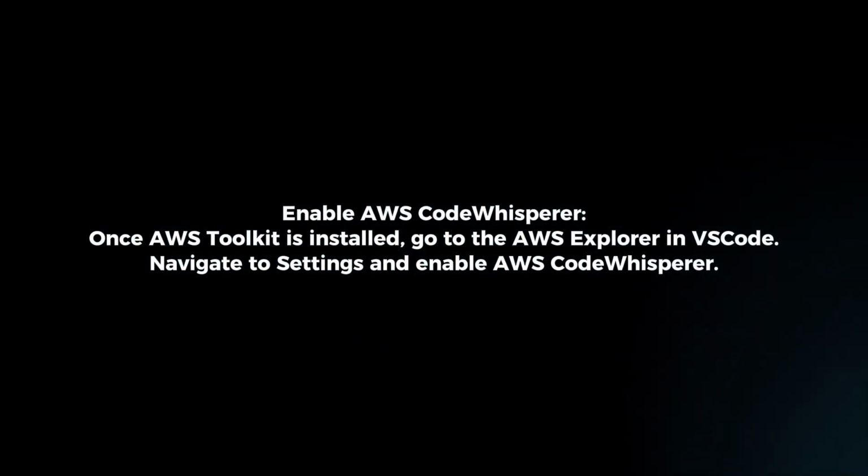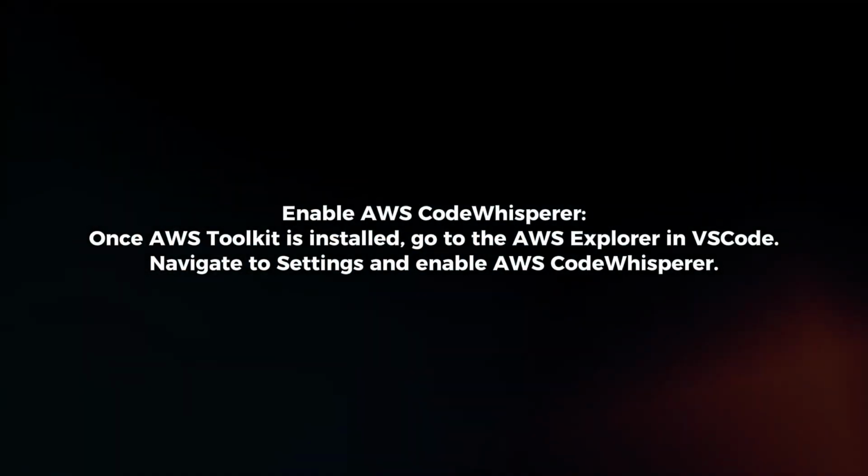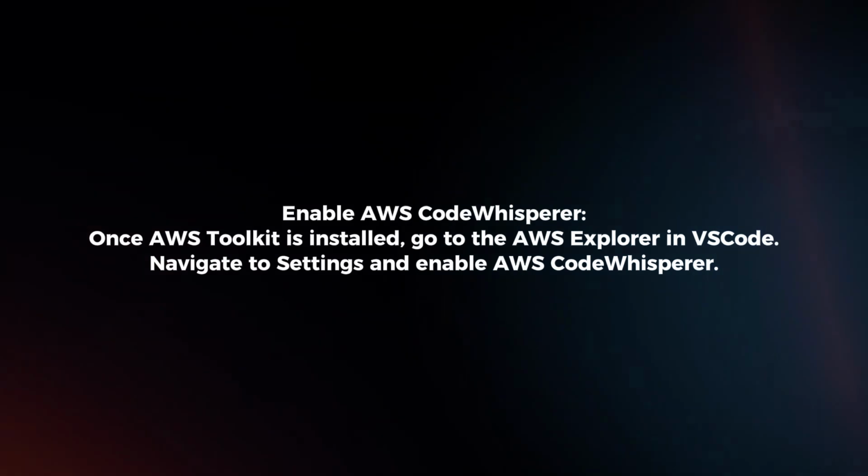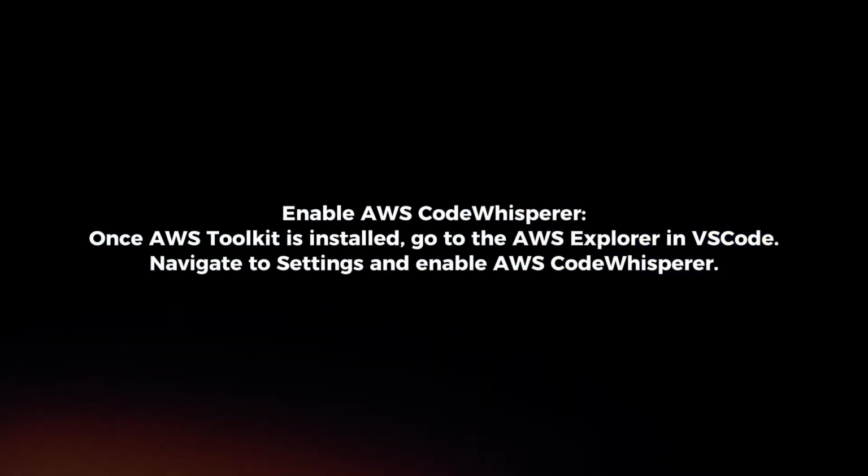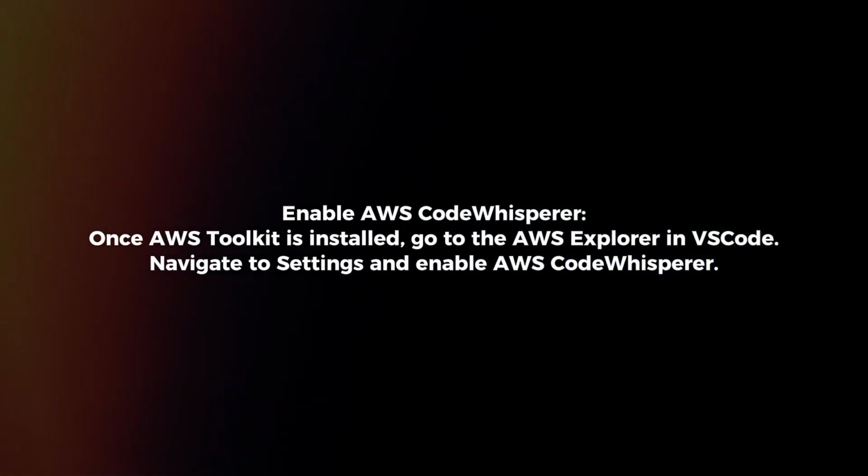Enable AWS CodeWhisperer. Once AWS Toolkit is installed, go to the AWS Explorer in VS Code. Navigate to Settings and enable AWS CodeWhisperer.